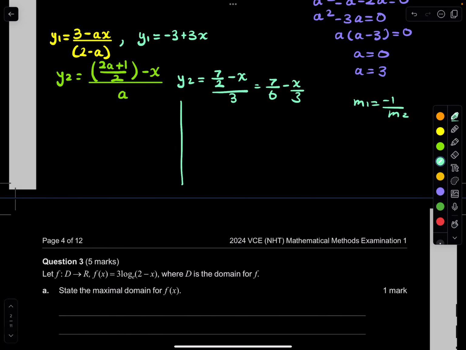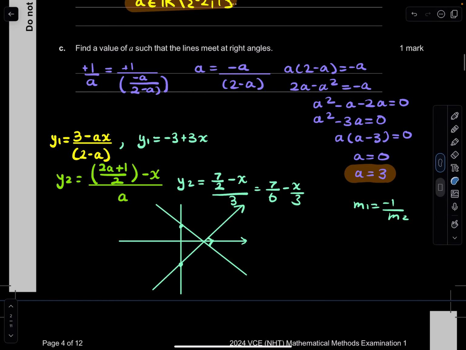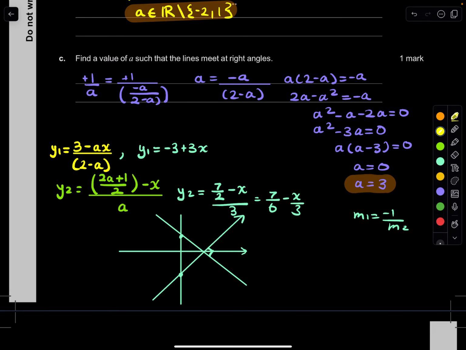Let's graph them to see it. This one has a positive gradient and -3 as its y-intercept, so it'll look like this. Then this one has a positive y-intercept and a negative gradient like this. And we can see that they are perpendicular. Beautiful. So our only answer has to be A equals 3. All this working out just for 1 mark, but it's quite easy. I hope that makes sense. So A equals 3, and make sure you reject A equals 0.